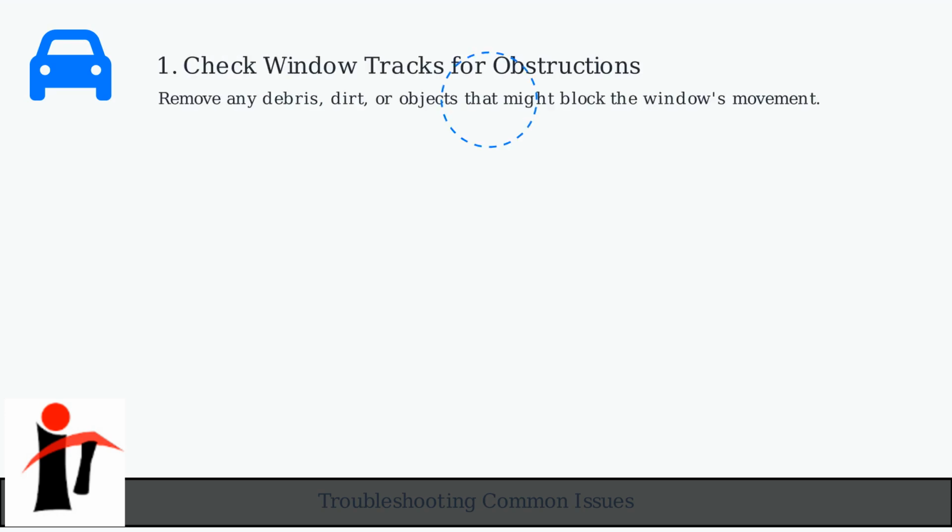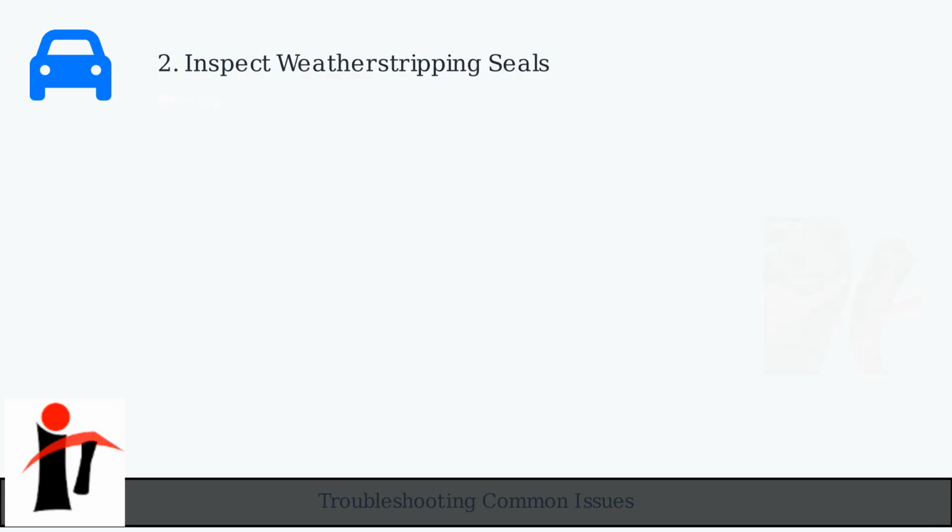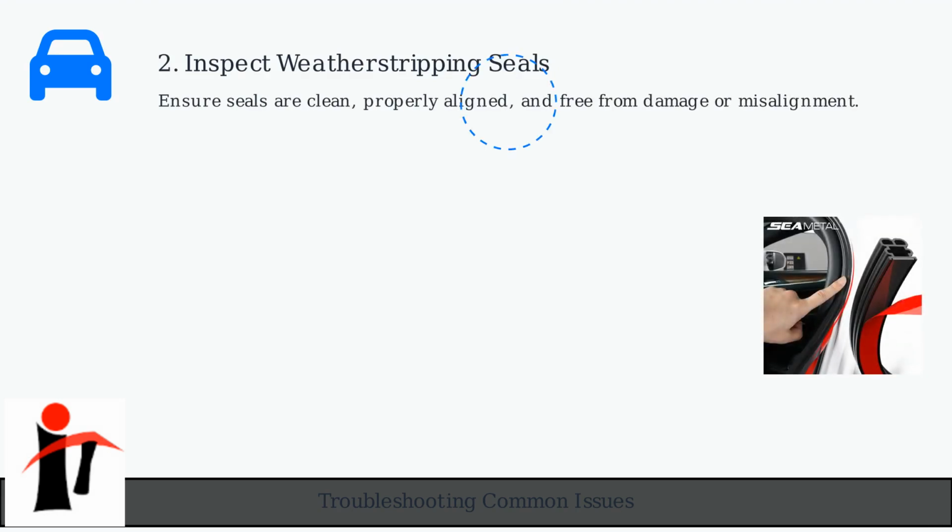Let's go through the troubleshooting steps systematically. First, inspect the window tracks for any obstructions or debris that could prevent proper calibration. Even small particles can interfere with the window regulator's movement. Second, examine the weather stripping seals around the window frame. These seals must be clean and properly aligned to prevent air leaks and ensure the window closes correctly during calibration.